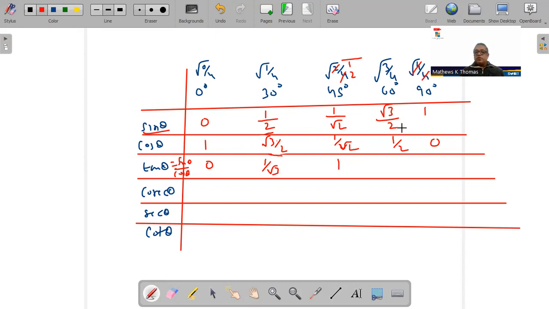Root 3 by 2 by 1 by 2. 2 and 2 get cancelled. We get root 3. And 1 by 0 is not defined. Not defined or infinity. Okay. 1 by 0 is not defined. Remember that. Then we come to cosec.